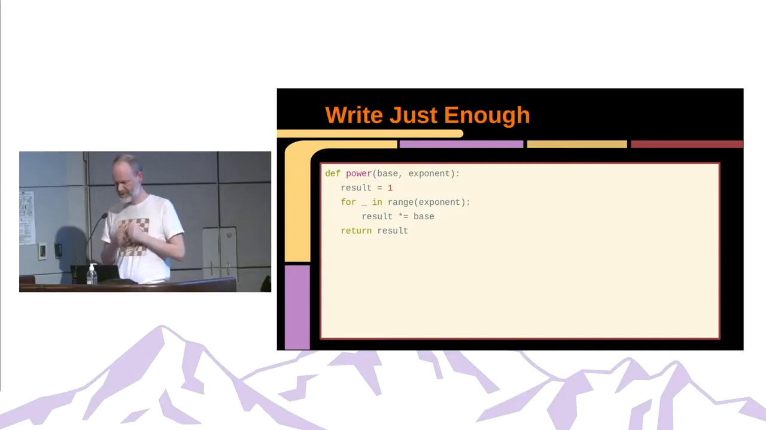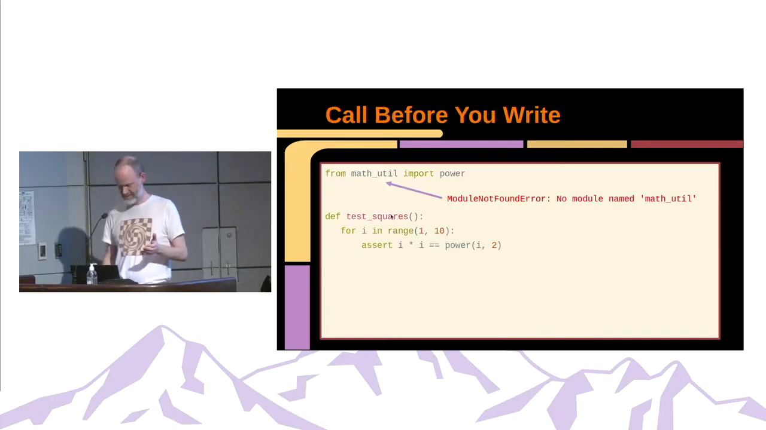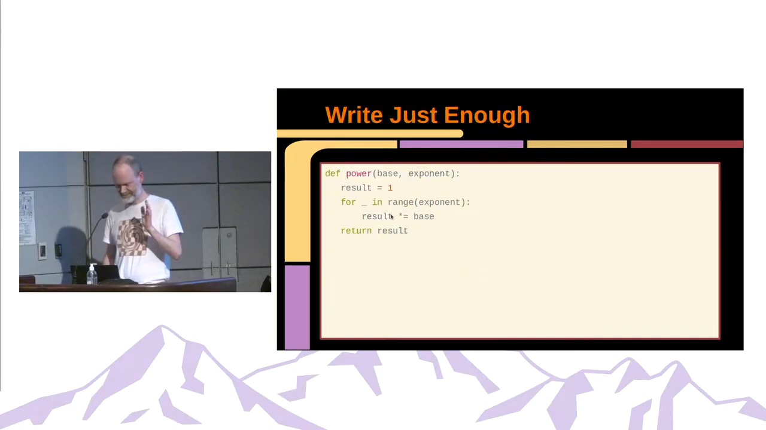So I'm going to create a new file called mathUtil. I write the power function, and I don't do any error handling. I don't do anything exotic. I just do the happy path that I tested in that test I already wrote. So I start with the number 1, and then I go through as many times as the exponent, and I multiply that base number. So if I passed in 3, I would start with 1 times 3 times 3 and return 9. So now when I run the test, it passes.